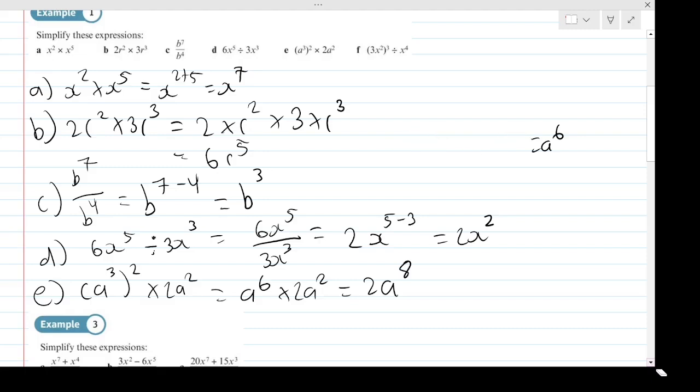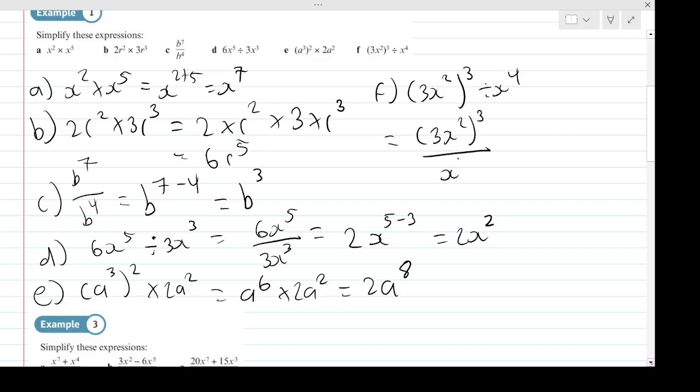Okay, cool. And then part F, let's do it up here. Now we have 3x squared, which is raised to the power of 3, divided by x to the 4. Again, I think it's a good idea to write that as a fraction. And so then we can divide the powers. But again, like with part E, we've got this nasty little bracket here. So let's simplify that first of all.